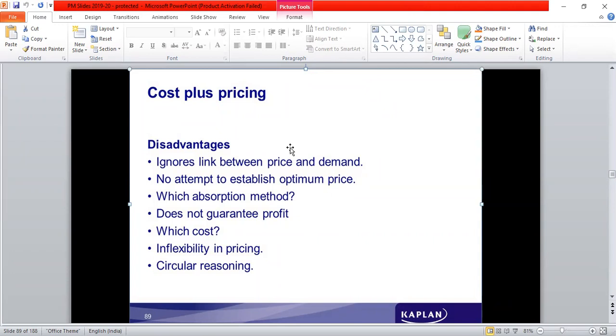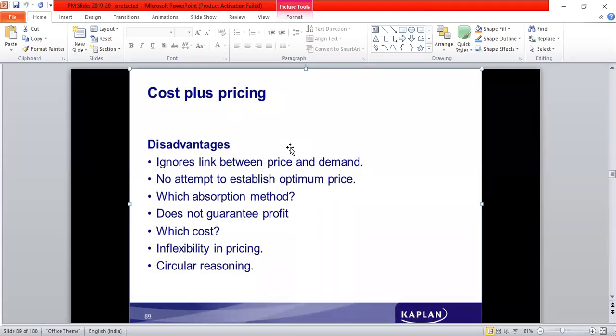Then, no attempt to establish an optimum price. Optimum price is deciding to what extent they can increase the price. There is no such thing. As much as the increase in cost price there is, the selling price is also increased. So there is no attempt made to optimize the selling price.